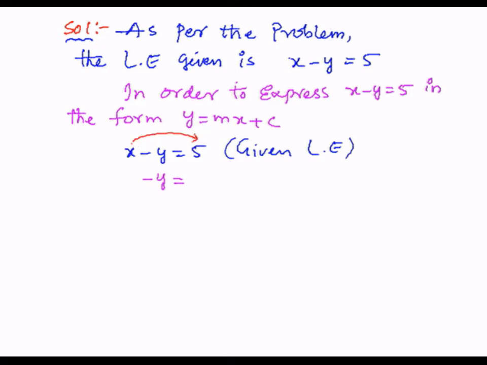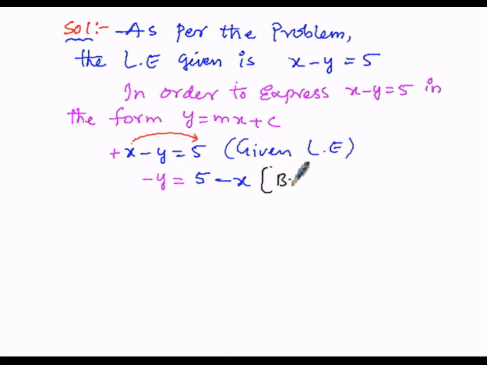The sign of this x is positive. When positive x is transposed over to the right hand side, it becomes negative, that is minus x. So I am going to write 5 as it is first of all, which is on the right hand side, and when plus x, which is on the left hand side, is transposed over to the right hand side, it becomes minus x. So I got this logical step.